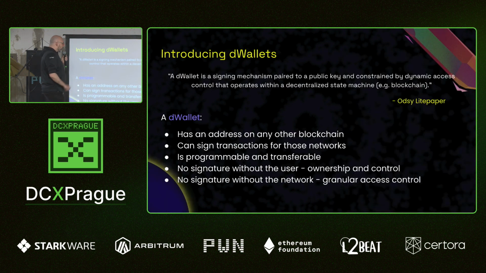So our solution is a new blockchain primitive. We call it a D-wallet. D-wallet stands for a dynamic decentralized wallet. That's our formal definition for a D-wallet. It's a signing mechanism paired to a public key and constrained by dynamic access control that operates within a decentralized state machine. And essentially, a D-wallet will have an address on any other blockchain. It'll be able to sign transactions for those blockchains. It is programmable and transferable. And you can't generate a signature without the user, so the user always retains ownership and control, but you also can't generate a signature without the network, so you have granular access control that is enforced in a completely decentralized way.